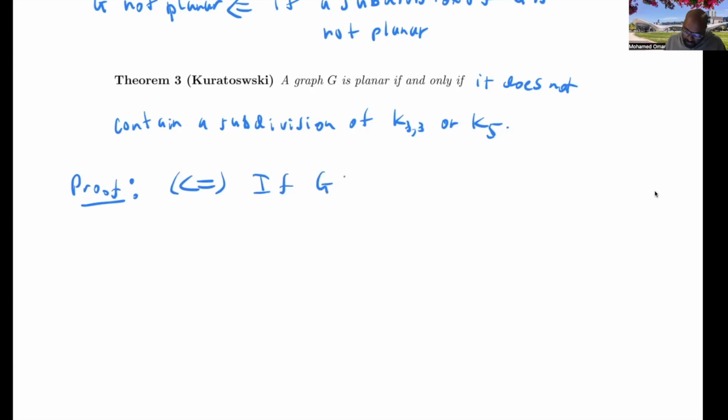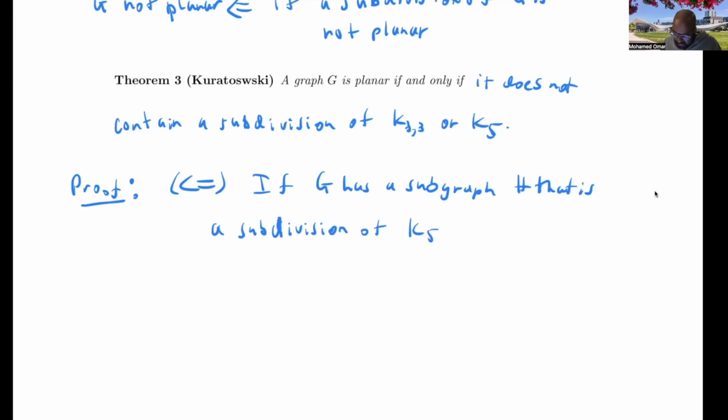If G has a subgraph H that is a subdivision of K5 or K3,3, then H is not planar. And you can't have a graph H that's not planar inside of a graph that is planar, right?